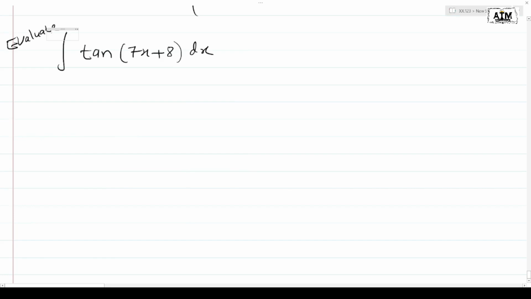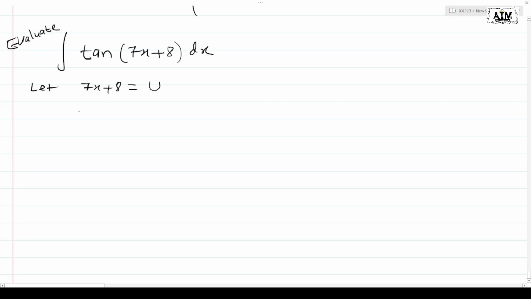Suppose we need to find the integration of tan of 7x plus 8 with respect to x. Then the procedure remains the same. Step number 1, let 7x plus 8 equal u. You can select any letter here; I wanted to select another one. You can select t, u, v, z, anything.